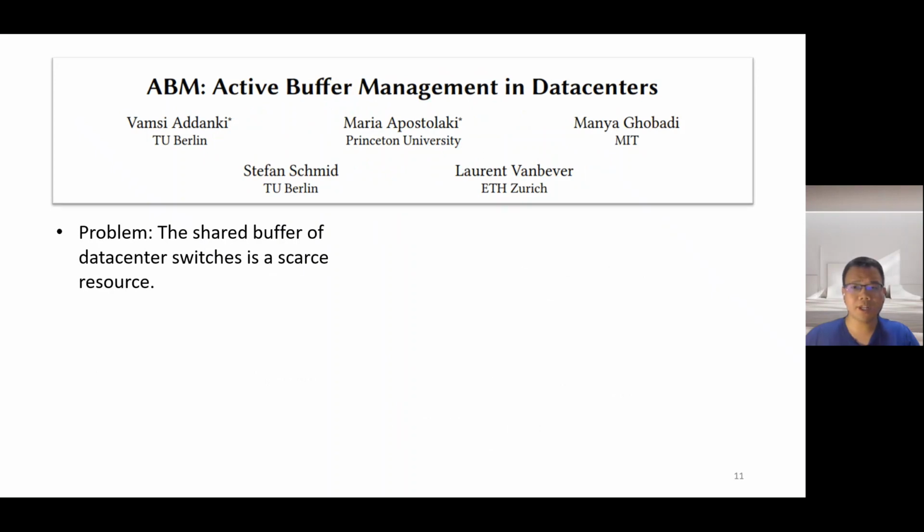The third paper is from TU Berlin, Princeton, MIT, and ETH. As I have mentioned, the shared packet buffer of data center switches is a scarce resource, and it has a huge impact on performance. Actually, with the increase of link speed, the buffer per port per Gbps keeps decreasing. This means we really need a good buffer management solution for data center switches.